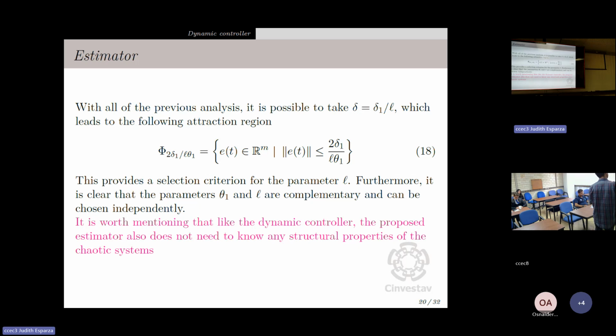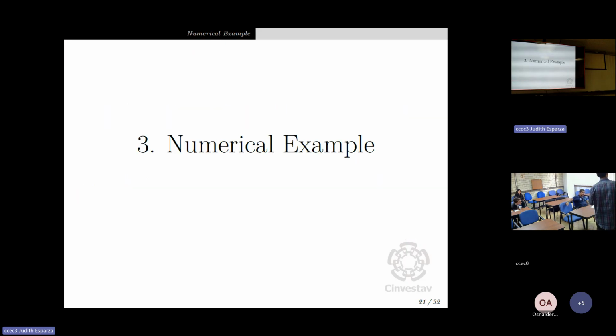The final set obtained is the following one, where this L and this theta are the parameters that we only need to impose in the controller. This set provides a selection criterion for the parameters L and theta in order to obtain a lower bound for the norm of the error function. This estimator, like the dynamic controller, doesn't need any structural properties of the chaotic systems. So we have 2 minutes.